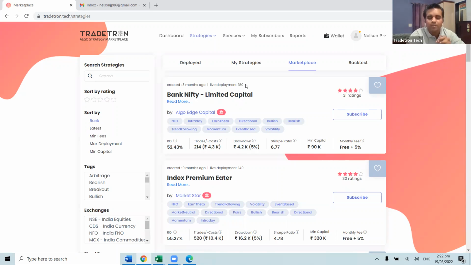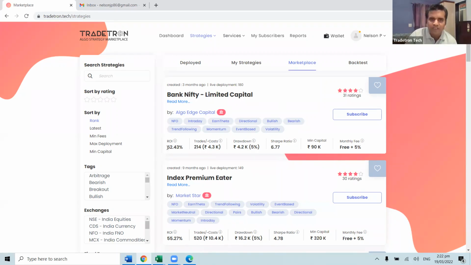Absolutely. So basically, Sharpe ratio is a... How do these parameters come on the screen, like ROI, trades, drawdown, Sharpe ratio? These 4 parameters, how do these 4 parameters become visible on the screen? Okay, all right. I will just show you, and I will explain these 4 parameters also.